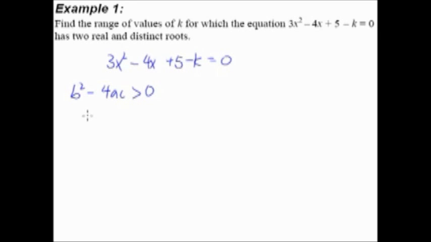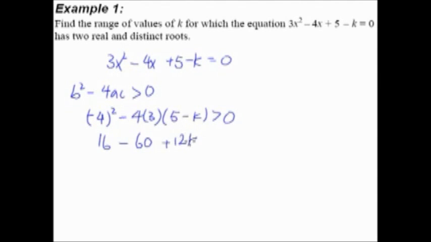So, therefore, when we put in the coefficients, b, which is the coefficient of x, is negative 4, squared, minus 4a, where a is the coefficient of x squared, and of course c, the constant, will be greater than 0, isn't it? So when you work this out, this will give us 16 minus 60 plus 12k is greater than 0. So when you shift things a little bit, you have 12k is greater than 44, and therefore k will be greater than 11 over 3.